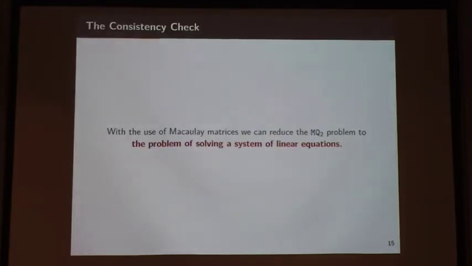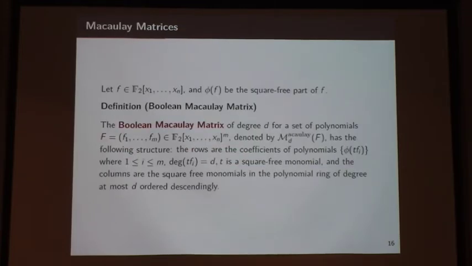With the use of Macaulay matrices, we can reduce the multivariate quadratic problem to the problem of solving a linear system of equations. So when we specialize a system, we can construct a Macaulay matrix and check the consistency of that. So now a Macaulay matrix, the formal definition is here. I give an example in the following slide. The columns of the Macaulay matrix are monomials up to some bounded degree in your polynomial ring. And the rows correspond to multiples of each polynomial in your system up to the degree.